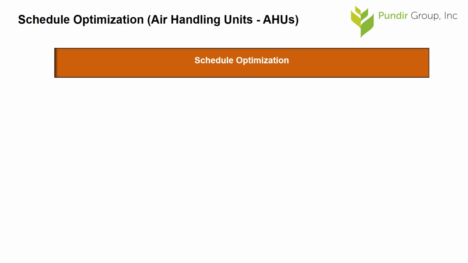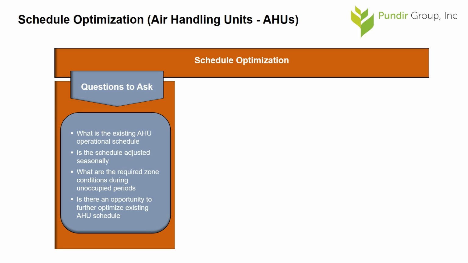To optimize the scheduling of the air handling units, you can start by asking several questions such as, what is the current operational schedule? Is the schedule adjusted seasonally? What are the zone requirements during unoccupied periods? And is there an opportunity to further optimize the schedule if one currently exists? These questions will help determine whether or not the Scheduling RCx measure should be investigated and what data and analysis should follow if the measure does qualify.